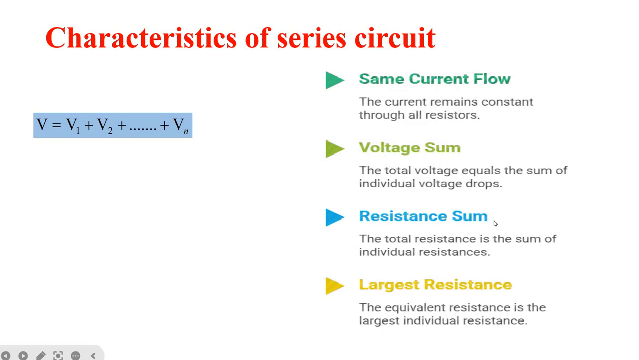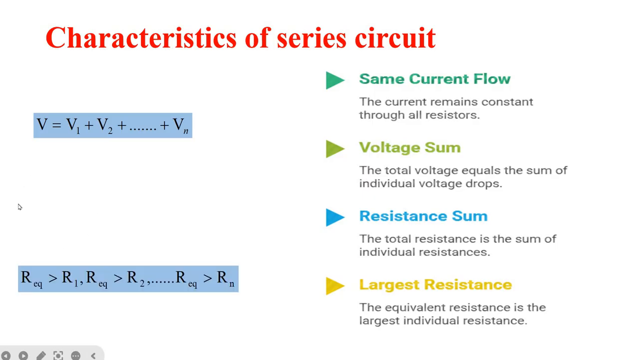Next comes the resistor sum, or the resistance sum. Here the total resistance is the sum of all individual resistances. That is, R equivalent is equal to R1 plus R2 plus R3 up to Rn. So R equivalent is the total resistance, which is equal to the sum of the individual resistances.